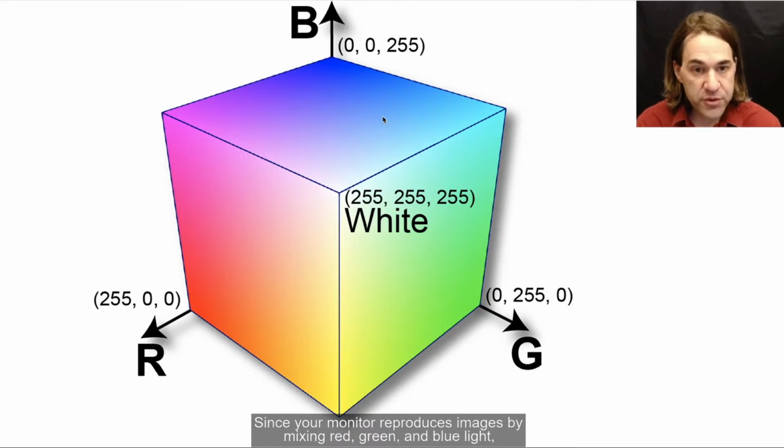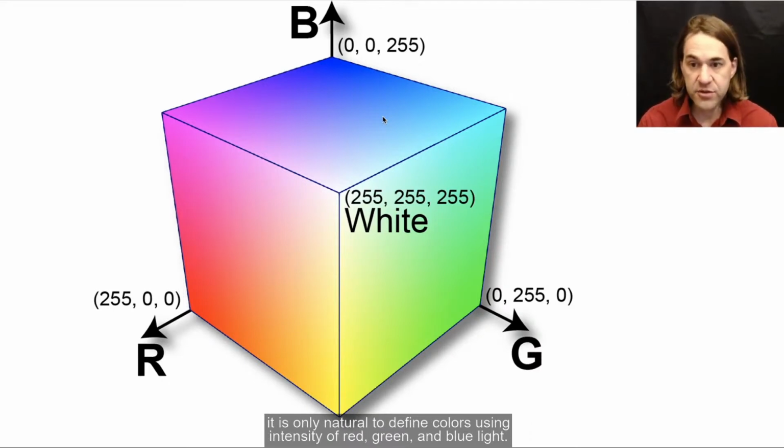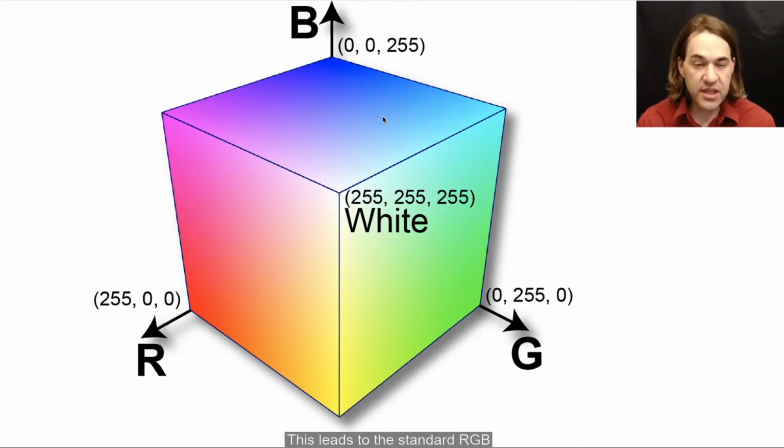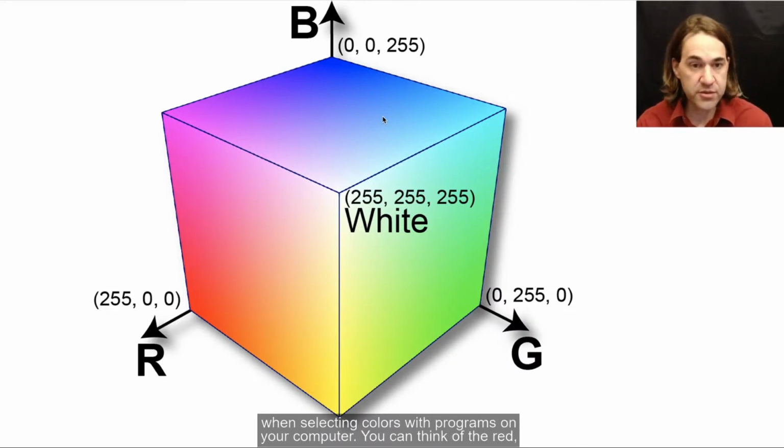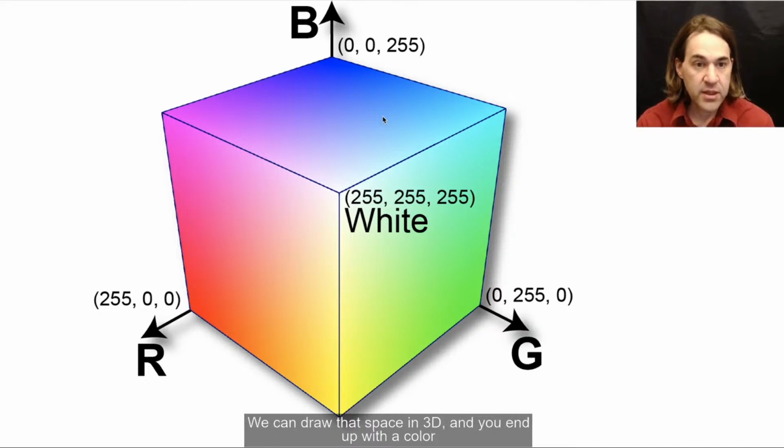Since your monitor reproduces images by mixing red, green, and blue light, it is only natural to define colors using the intensity of red, green, and blue light used. This leads to the standard RGB definition of colors that you probably all have used at some point when selecting colors with programs on your computer. You can think of the red, green, and blue intensities as dimensions in some abstract space. We can draw that space in 3D, and you end up with a color cube like the one here.